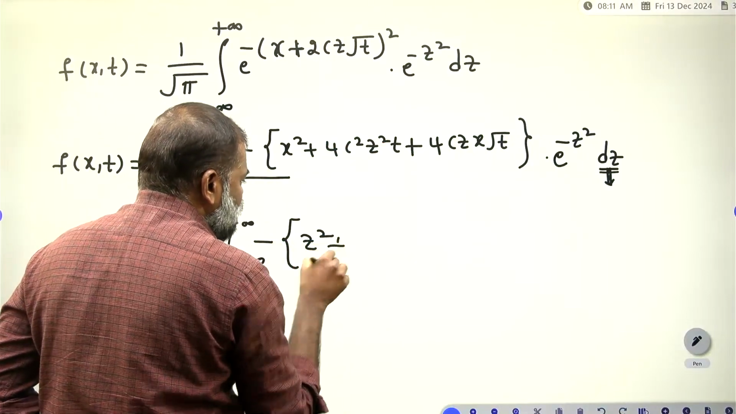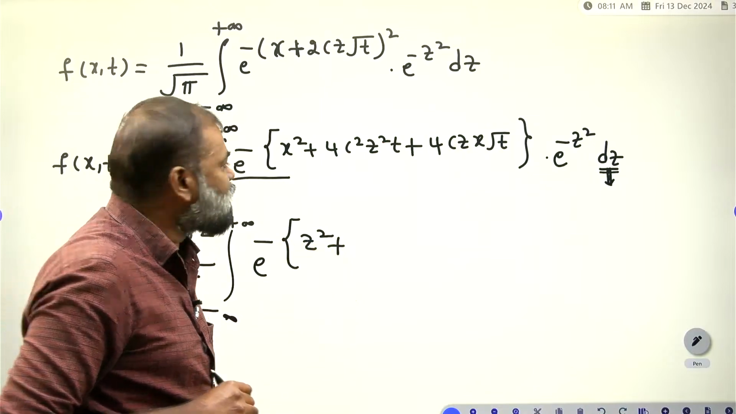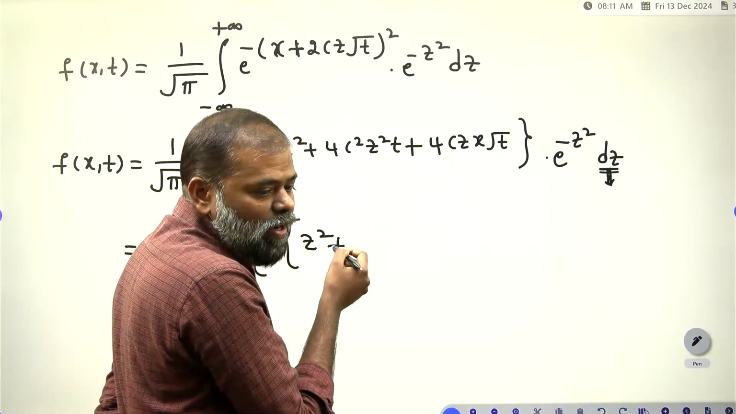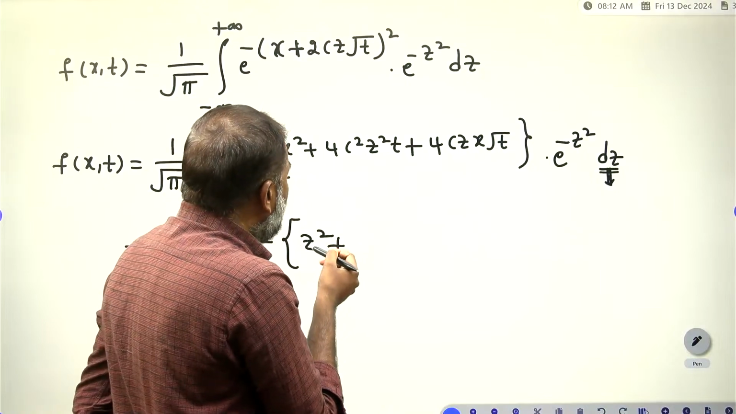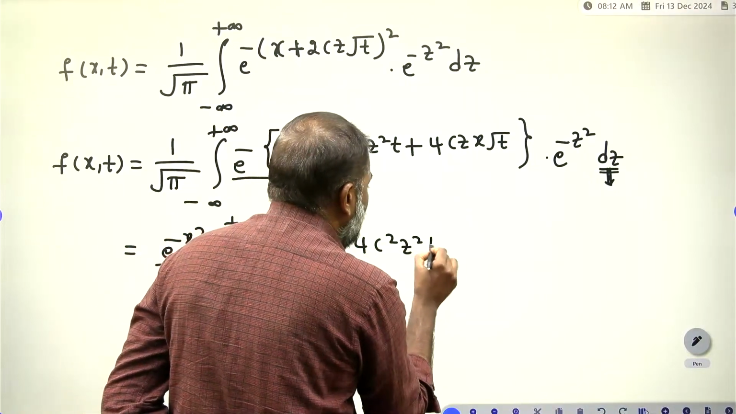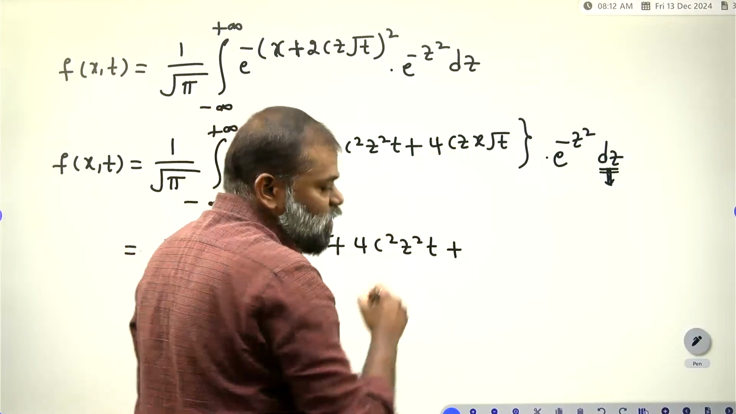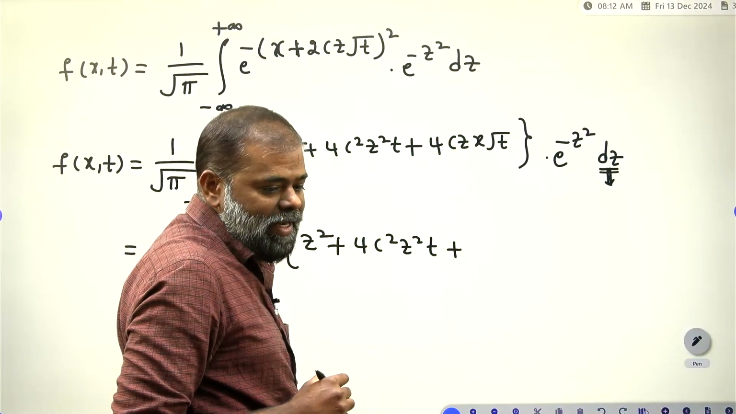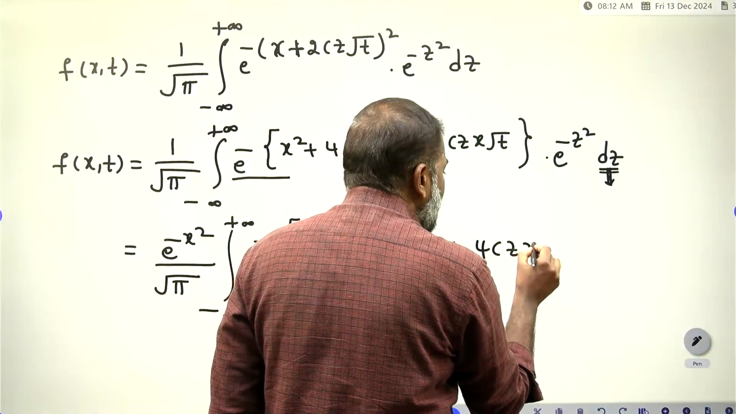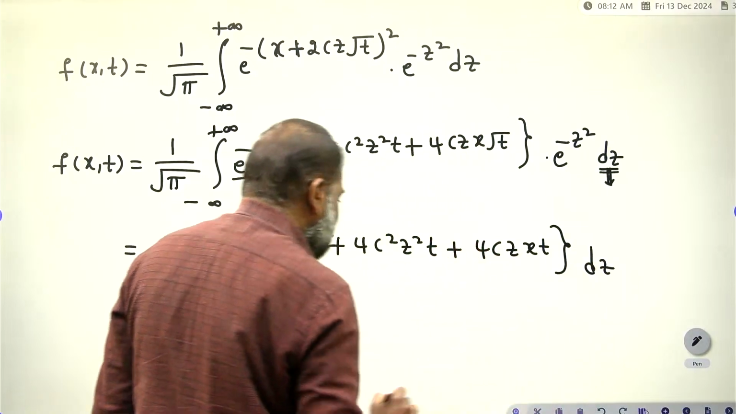z square plus 4. So how do we have to write here? z square plus 4. Which one do we have to take here? Once you see, 4c square z square into t plus 4c square z square into t. This one we have to write, 4czxt, 4czxt into dz. Clear?